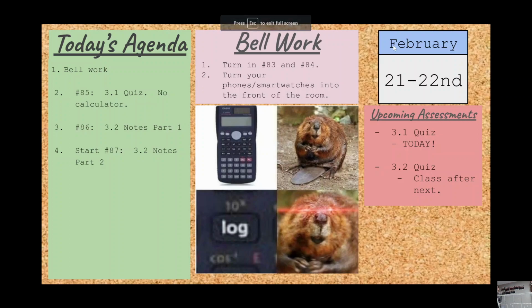Okay, I need your 83 and 84 if you did not turn those into Google Classroom. 83 was the worksheet 1, worksheet 2, and 84 was the short worksheet that was called Extra Practice. Make sure you've got both of those, and then clear your desk off. Phones and smartwatches need to be put up, and then I will let you start your quiz.